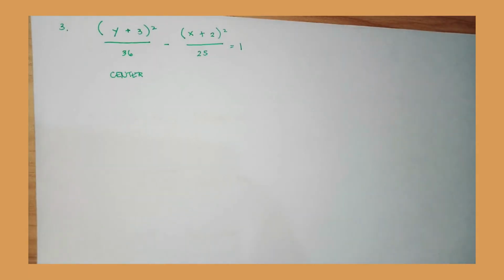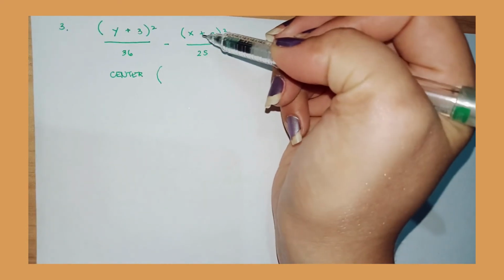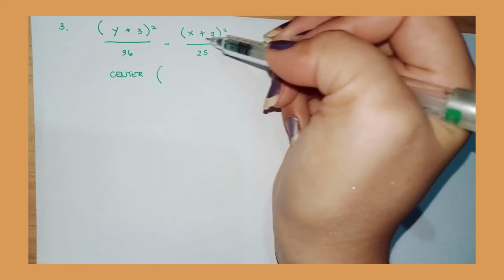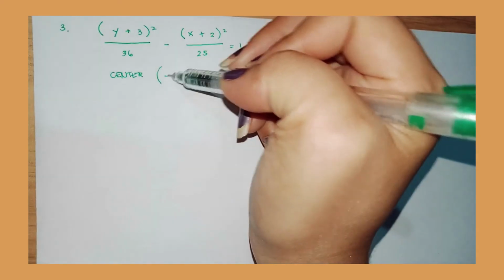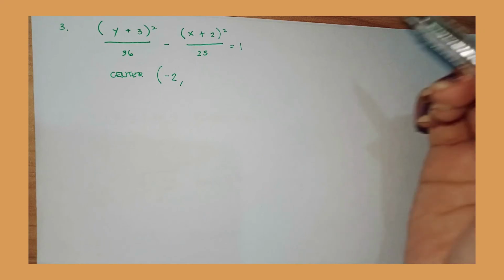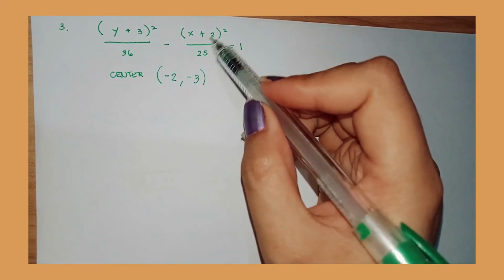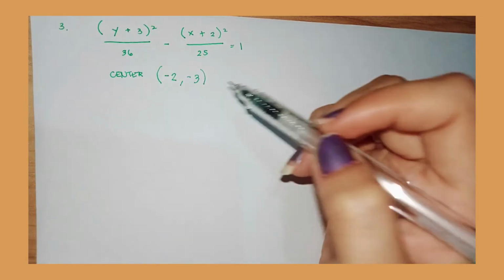Yung center natin, that is given as h and k. Yung h natin, yun yung kasama ni x. Yung kasama ni x ay 2. Then, papalitan yung sign from positive, magiging negative 2. Next, yung k natin, yun yung kasama ni y. Yung kasama ni y ay positive 3. So, papalitan natin yung sign from positive 3, magiging negative 3. So, ang ating center ay negative 2, negative 3.